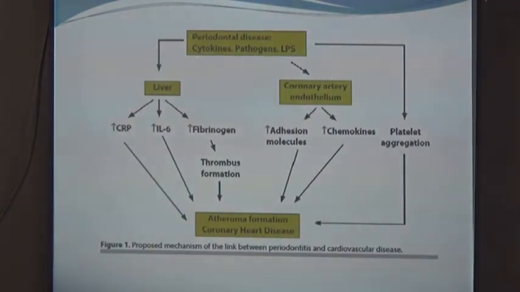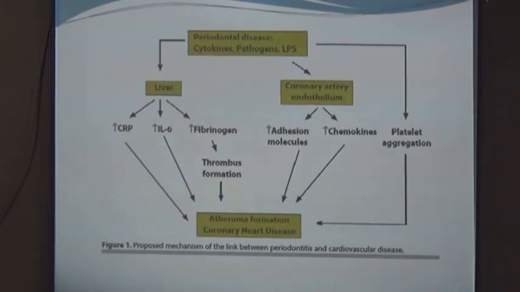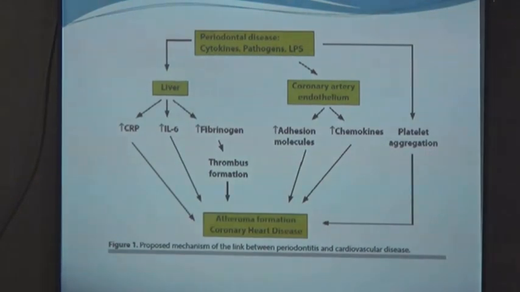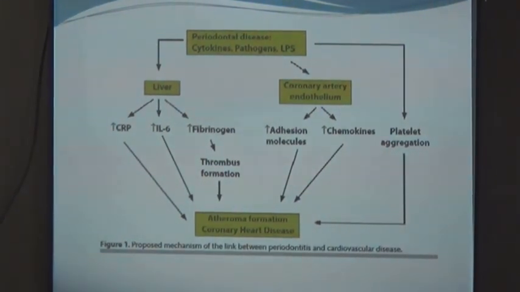See this, how the atheroma formation takes place. See, when periodontal disease releases cytokines, pathogens and LPS, cytokines like pro-inflammatory cytokines, pathogens like P. gingivalis and others, and LPS, the endotoxin, when it goes to the liver, what happens? The CRP level increases. CRP is what? C-reactive protein increases, and pro-inflammatory interleukin 6 increases, there will be increased fibrinogen, and there will be thrombus formation, then atheroma formation. You have understood this? Can I go to the next one? I want you to understand the relation between the ischemic change and atheroma formation.